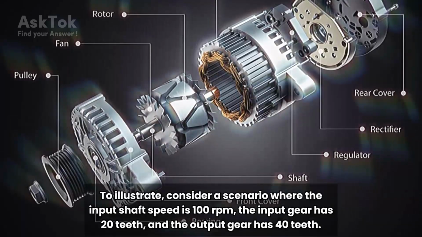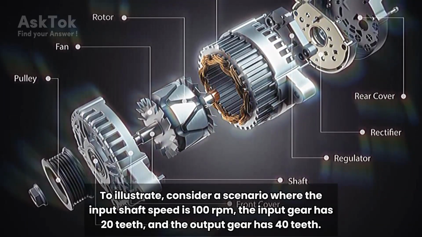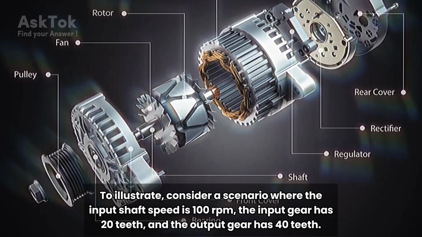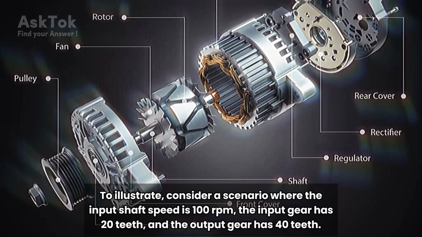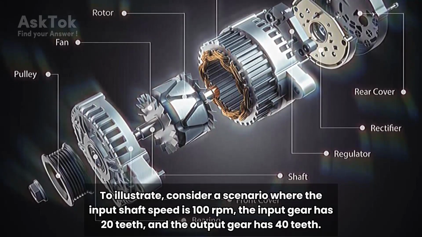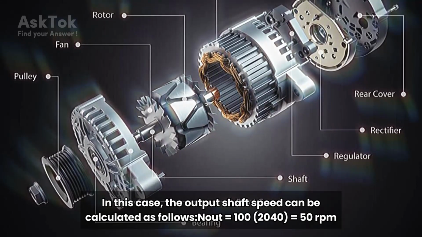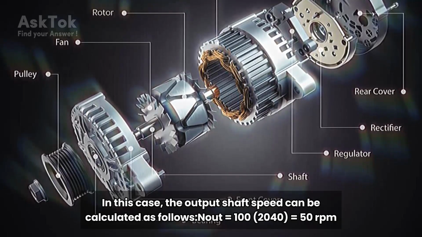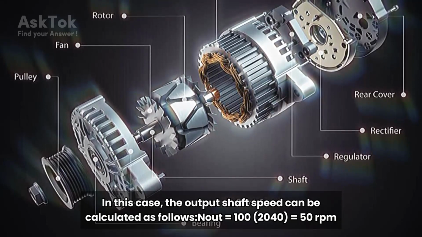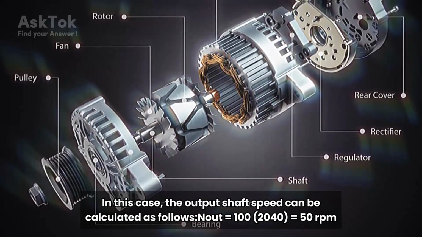To illustrate, consider a scenario where the input shaft speed is 100 revolutions per minute. The input gear has 20 teeth, and the output gear has 40 teeth. In this case, the output shaft speed can be calculated as follows. Nout equals 100 × 20/40 equals 50 revolutions per minute.